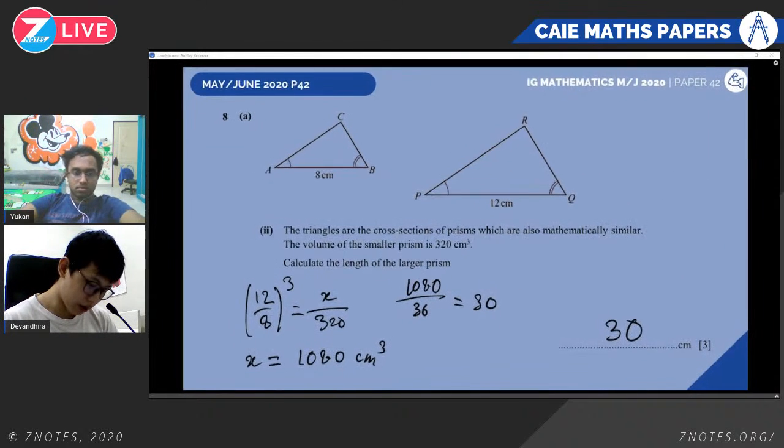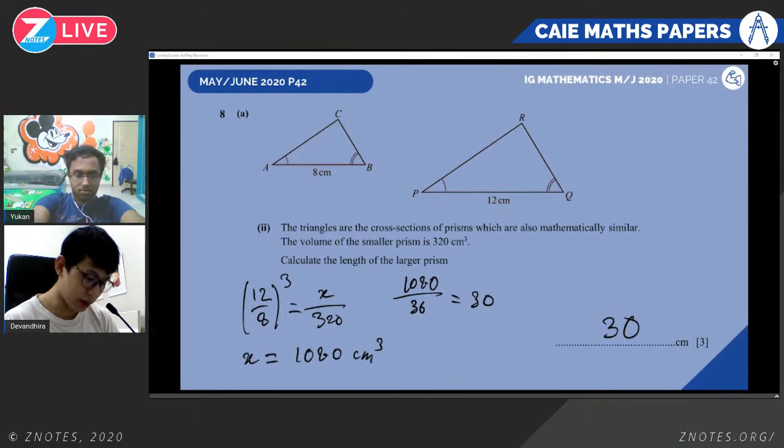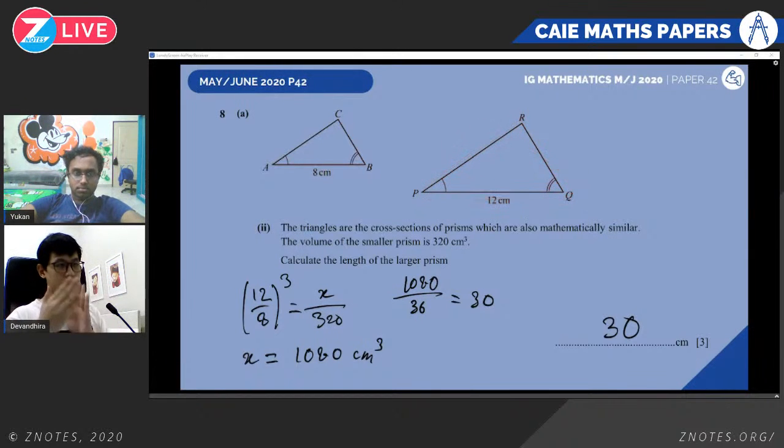The triangles are cross sections of prisms, which are also mathematically similar. The volume of the small prism is 320 centimeter cube. Calculate the length of the larger prism. Okay, sure. Right. So that means this triangle right here is basically a prism. So you have the triangle and you just stretch it and it will be a prism, correct, Ethan?